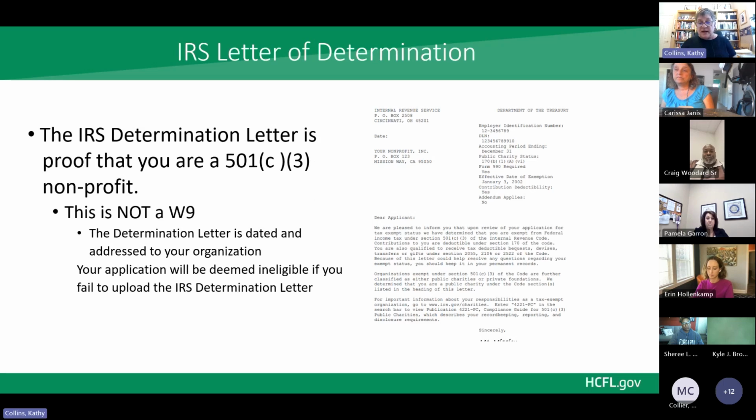Now, this is what the IRS determination letter looks like. I want everyone to understand it is not a W-9. This is the one that you received at some point in the past from the IRS indicating that you are now a 501(c)(3) nonprofit. If you are not a 501(c)(3) nonprofit, you cannot apply for this particular grant.